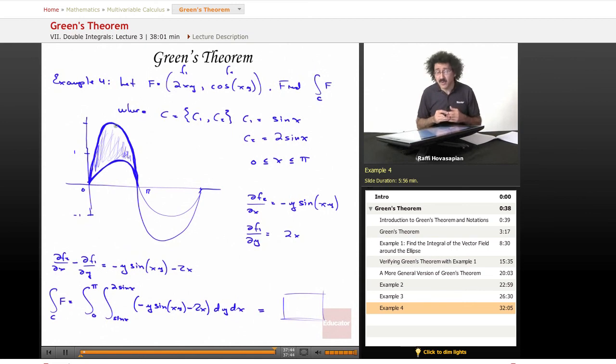Now, we're definitely going to have more to say about Green's theorem, no doubt about it. In fact, next lesson, we're going to go a little bit deeper and talk about two different versions of Green's theorem, something called the circulation curl version and something called the flux divergence version.